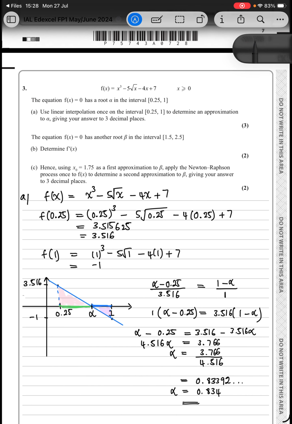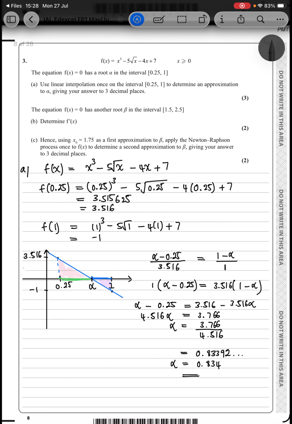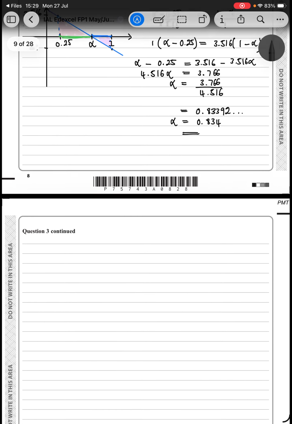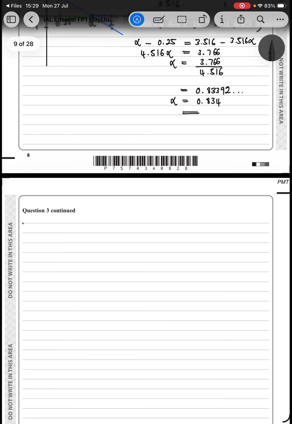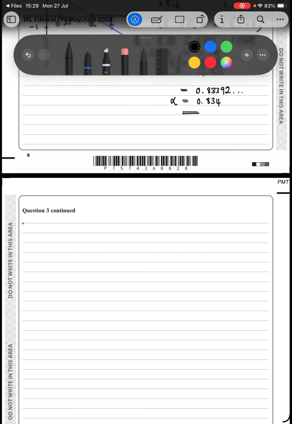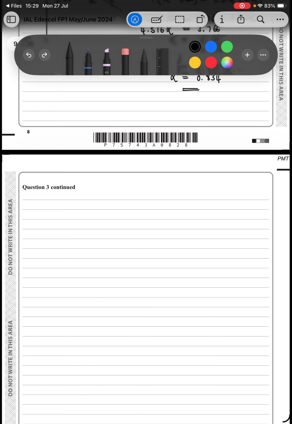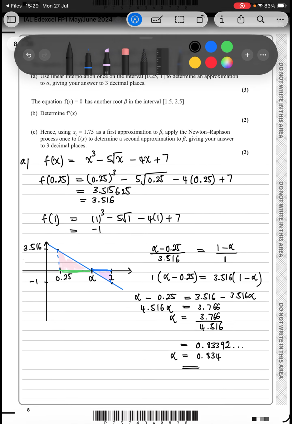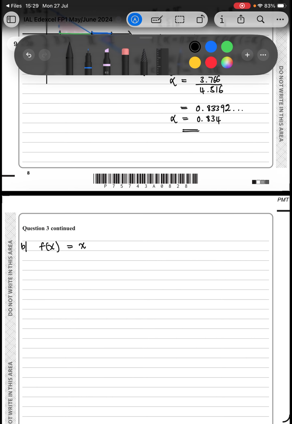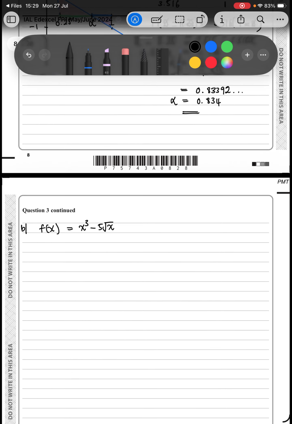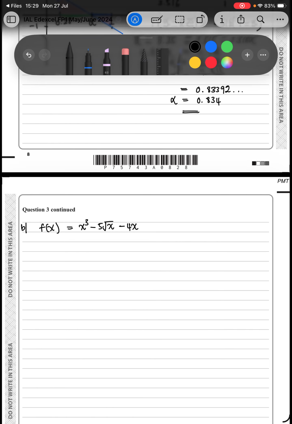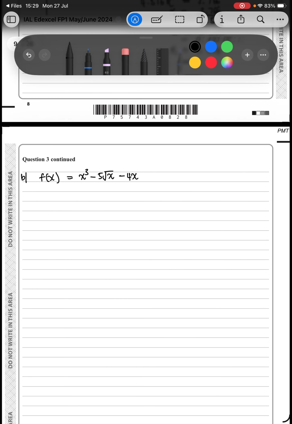Moving on to part B, it says the equation f(x) equals 0 has another root, beta, in the interval 1.5 to 2.5. Determine f dash x. So this question is asking us to differentiate f(x) now, and let's do that. So f(x), rewrite the function: x cubed minus 5 root x minus 4x plus 7.